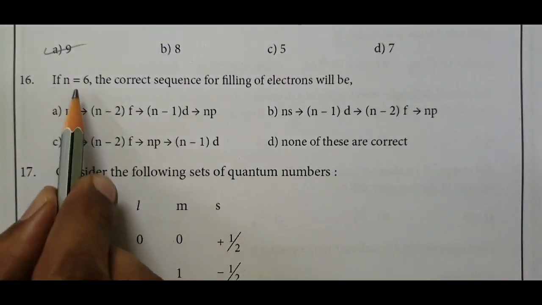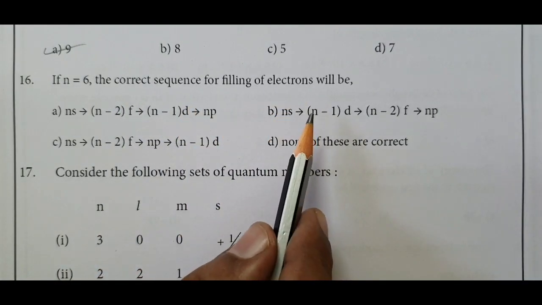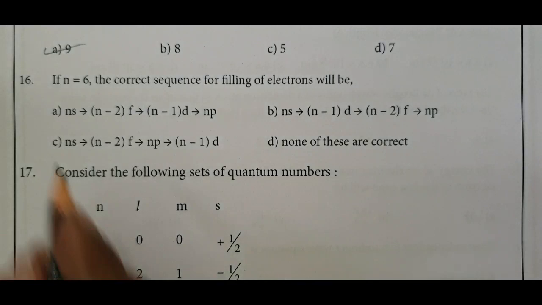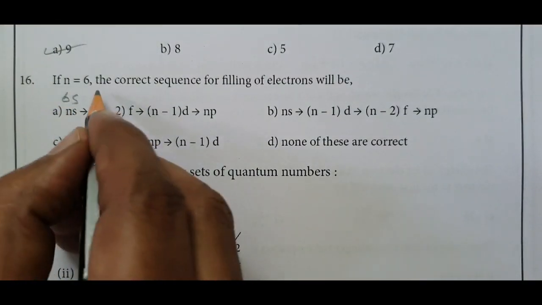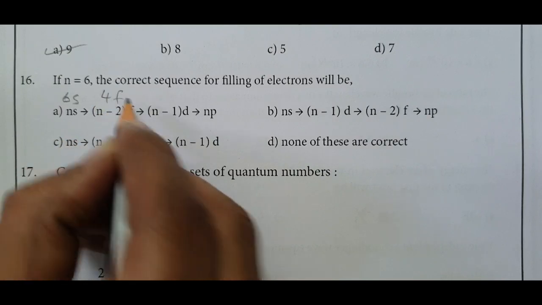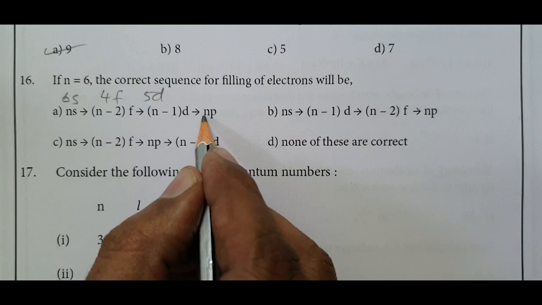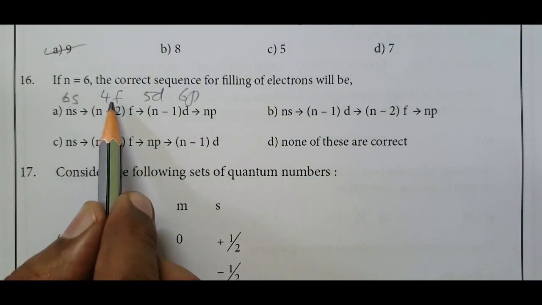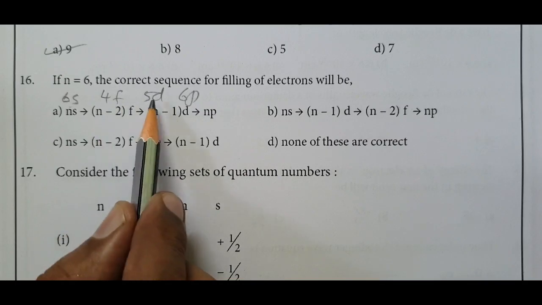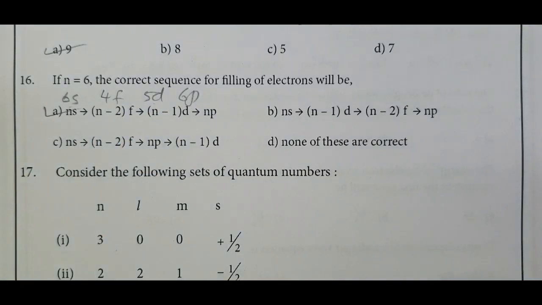If n equal to 6, the correct sequence for filling of electrons will be, n equal to 6 means, so this is 6s, 6 minus 2 equal to 4f, 6 minus 1 equal to 5d, and 6p. After filling 6s, the electrons enter into the 4f, correct, 5d, correct, 6p. 16A is the correct answer.